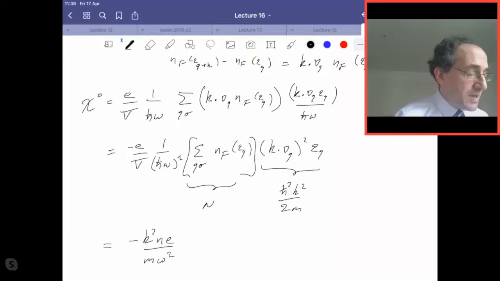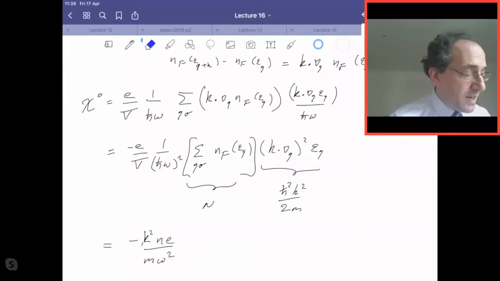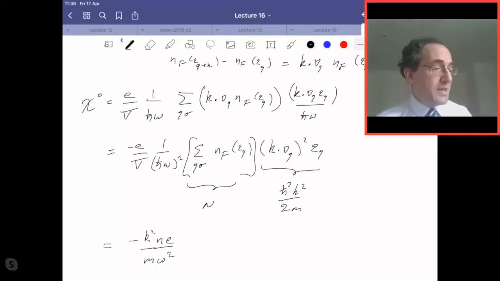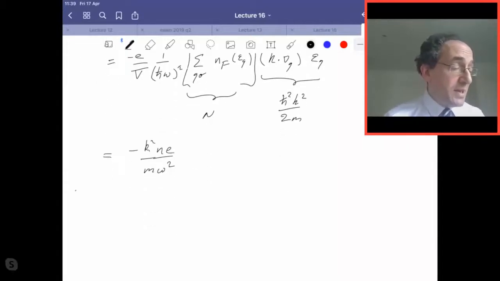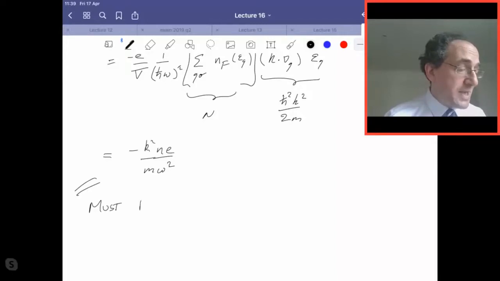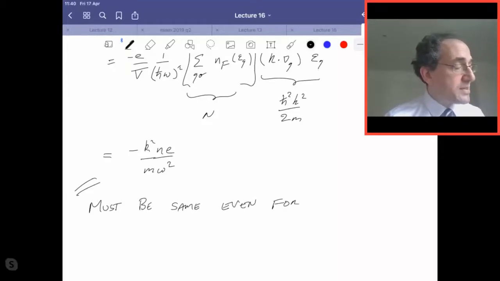Okay, so this is my first attempt at calculating the response at high frequency: k squared times the density, divided by m omega squared, times e. It turns out that this result is actually extremely general, and we can argue that this must be the same result. This is unusual, but it's true in the high frequency limit, even for interacting electrons, even for interacting fermions.